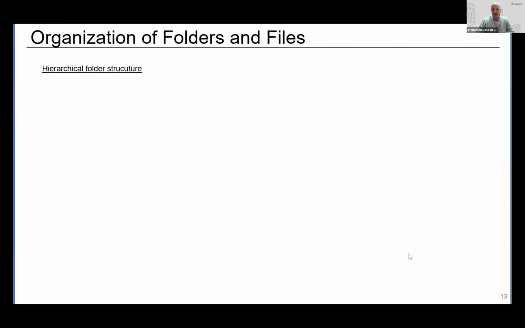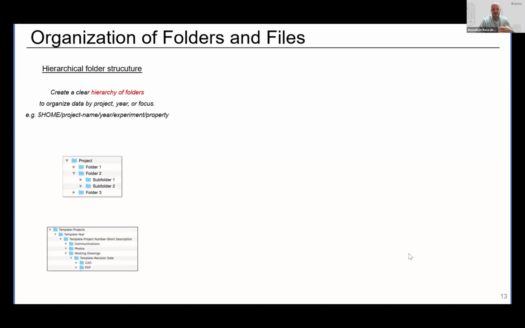So the first strategy is hierarchical folder structure. It's advisable that the folders and file names are created with some kind of hierarchy. So with this, as an example, we can organize the data with some folders and some information that is important for all of the development of the researcher.